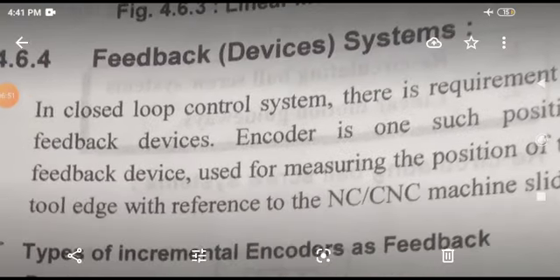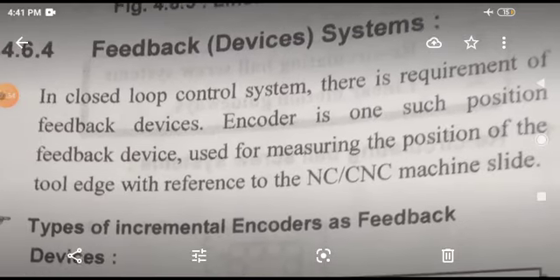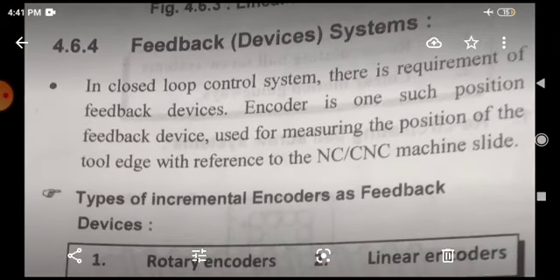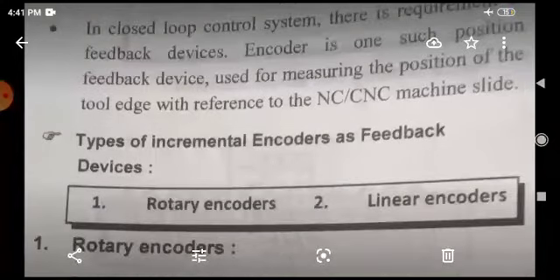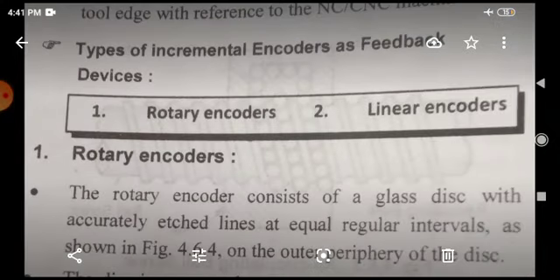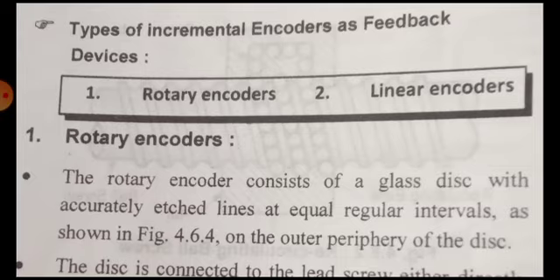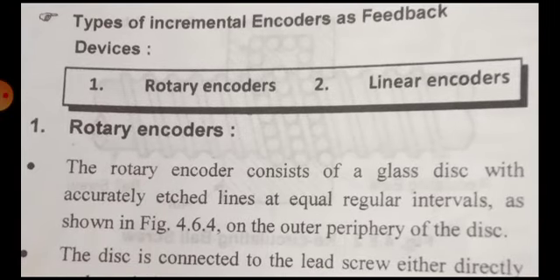Feedback system. In a closed loop control system, there is a requirement of feedback devices, encoders, in which one such position feedback device is used for measuring the position of the tool edge with reference to the NC or CNC machine slides. Then type of incremental encoder as a feedback device. Okay, in closed system, we have seen this feedback system.